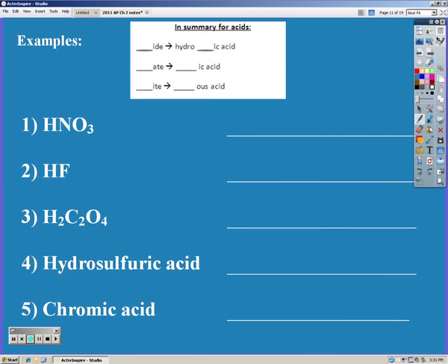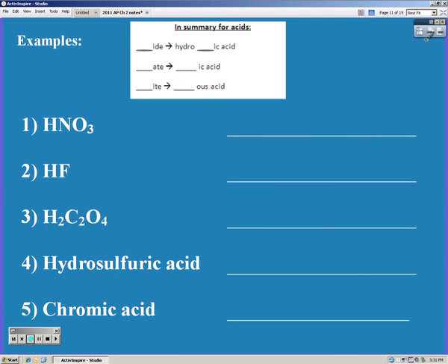Pause the video and try writing the names and formulas for these acids on your own.